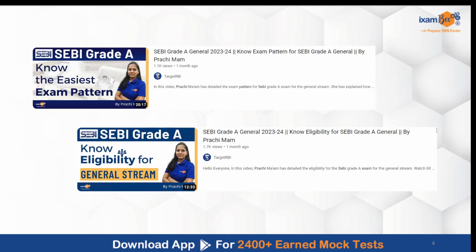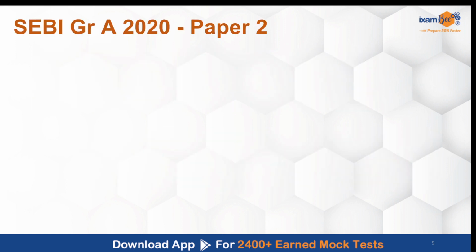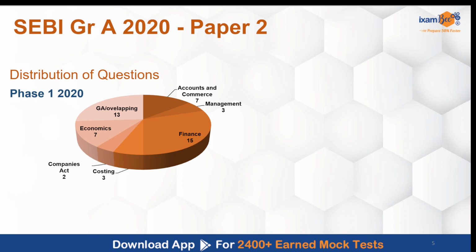So let's start and talk about the questions and the distribution of the various subjects that is found in this particular paper amongst these 6 subjects. When I talk about the distribution of questions in phase 1 in 2020, please remember in 2020 it was the first time that this syllabus was used for the exam of SEBI Grade A for the general stream. So that time the questions were distributed not in a very equitable manner.